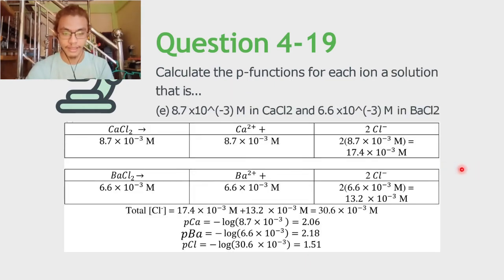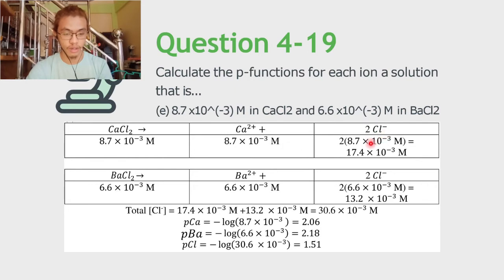So this next item, 8.7 times 10 raised to negative 3 molar in CaCl2, and 6.6 times 10 raised to negative 3 molar in barium chloride. It follows the same principle as the previous item, wherein there are two compounds in the solution. So first, I solve for the concentrations in the calcium chloride. As we can see, the calcium ions is 1:1 with the calcium chloride, which is why it has the same concentration of 8.7 times 10 raised to negative 3 molar.